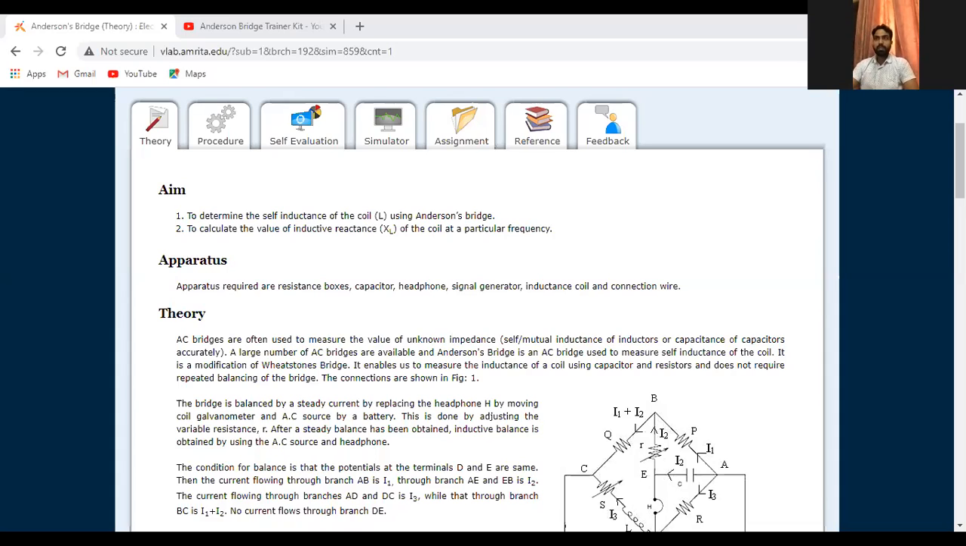It enables us to measure the inductance of a coil using a capacitor and resistor and does not require repeated balancing of the bridge. Most important, क्या different हमने यहाँ पे लिया? The different part here is that we do not require repeated balancing. हमें बार बार उसको set करना नहीं पड़ेगा, adjust नहीं करना पड़ेगा. The bridge is balanced. Bridge balance हो जाता है. कब balance हो जाता है? By a steady current, by replacing headphone H with a moving coil galvanometer.